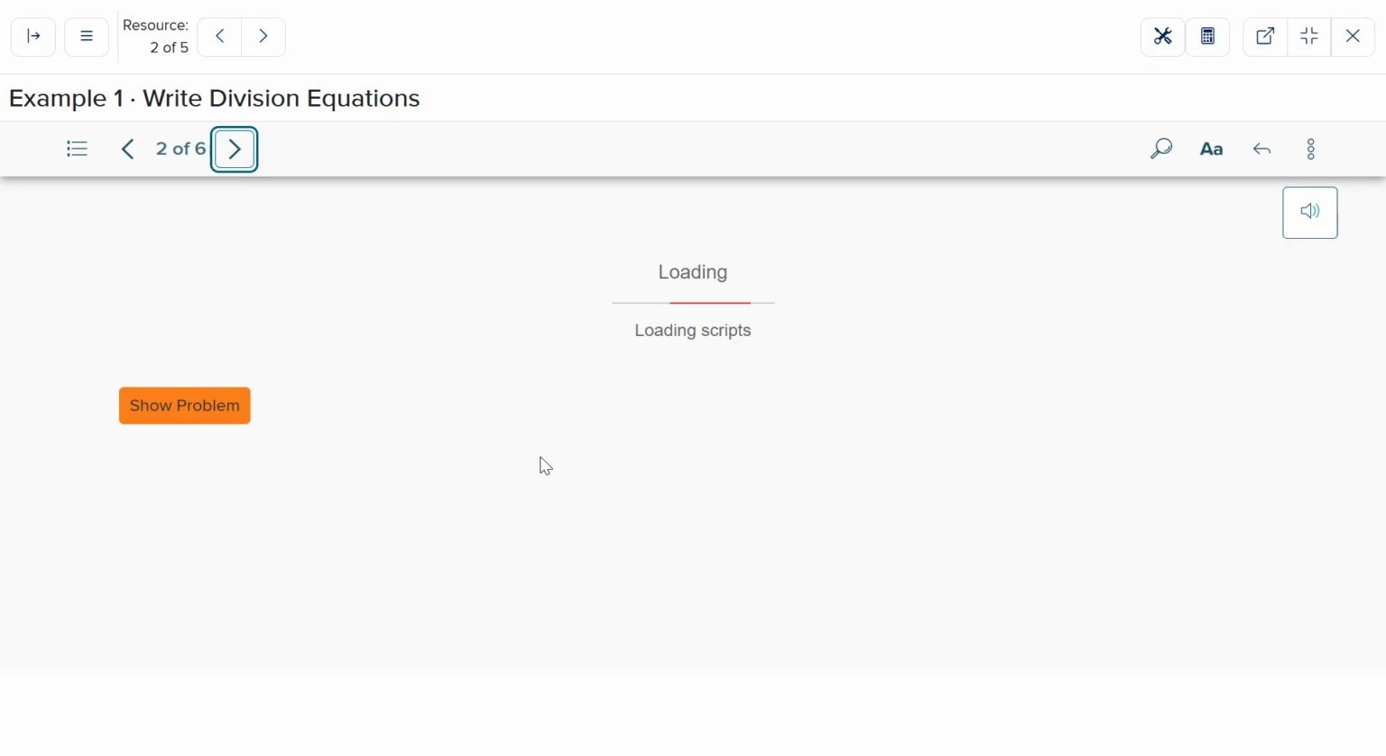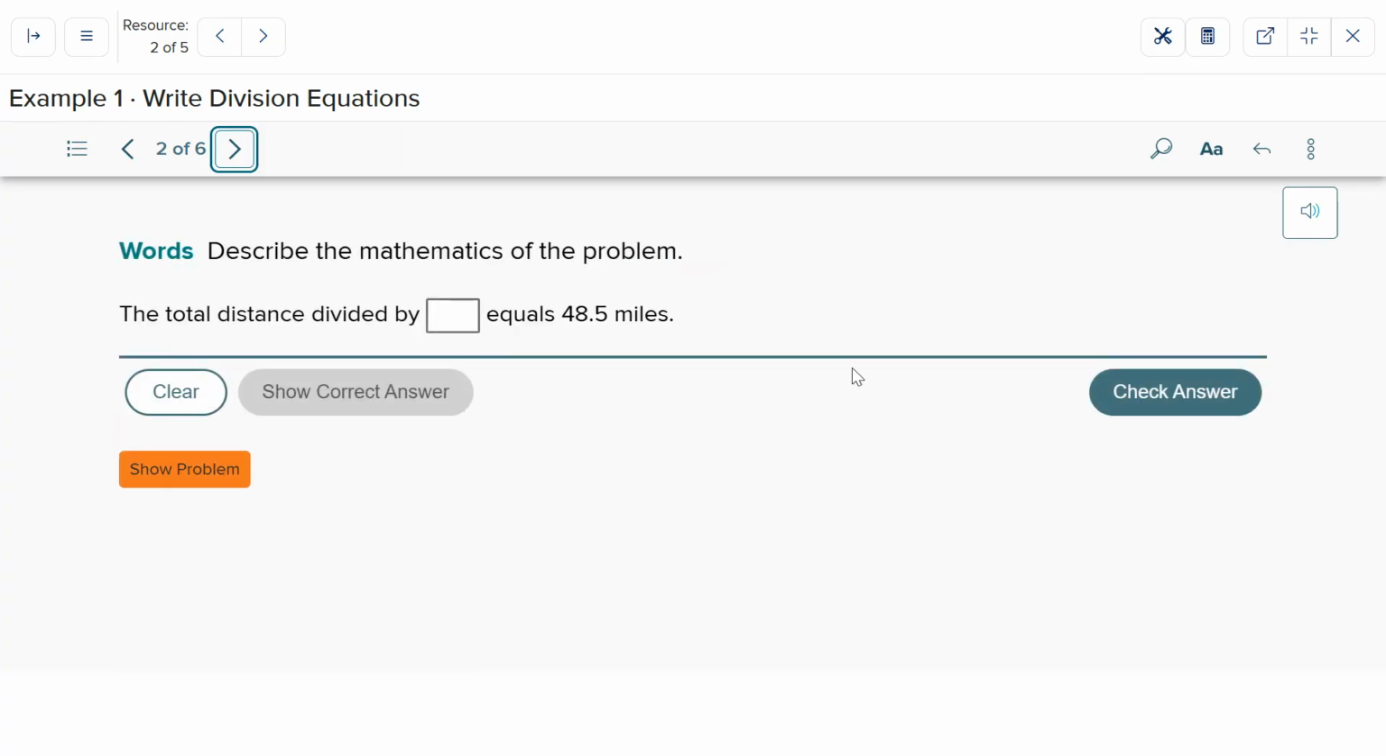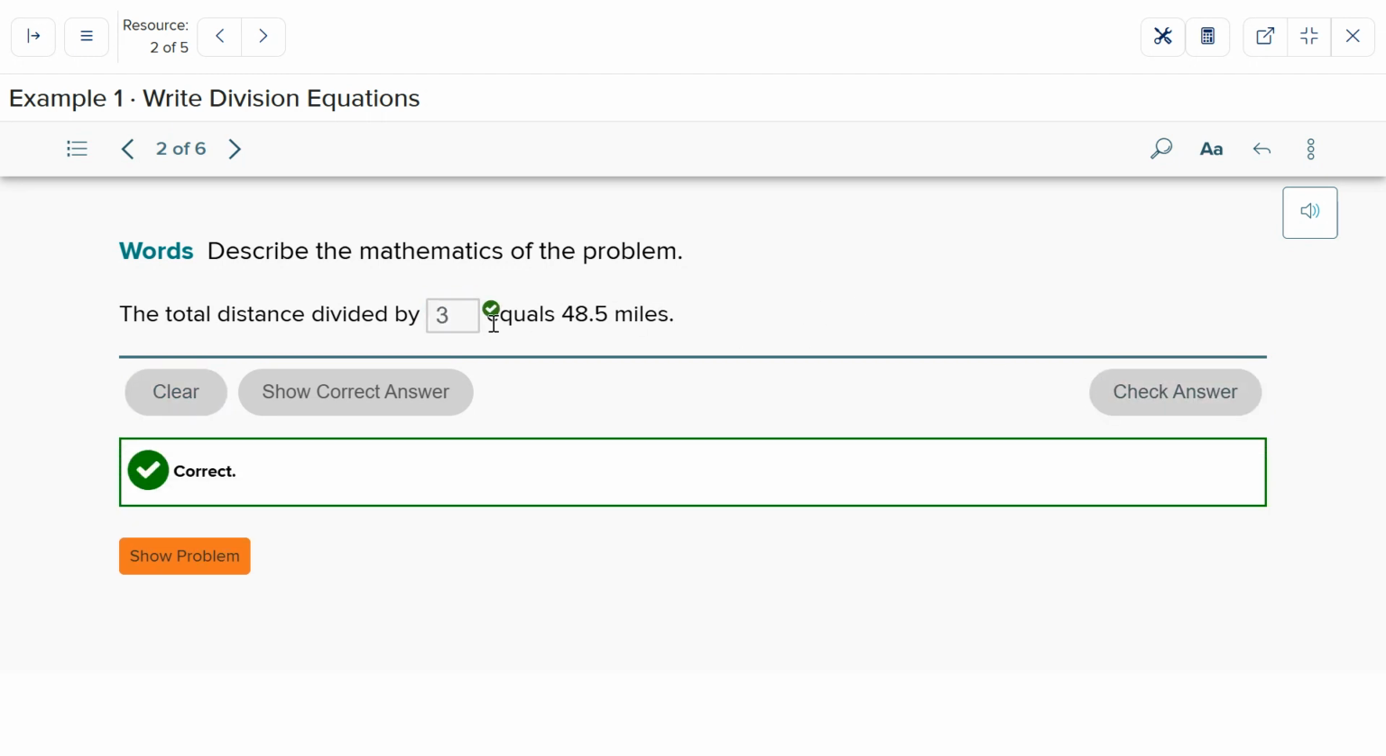So we can do this in a couple different ways. First we're going to do our words. Describe the mathematics of the problem. The total distance divided by 3, because it was a 3-day weekend. So that comes from the word problem.